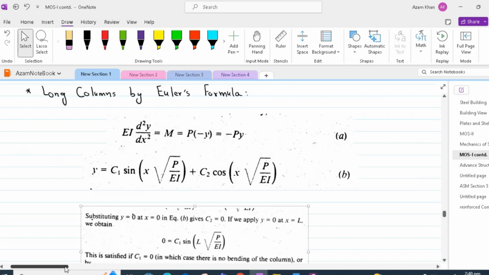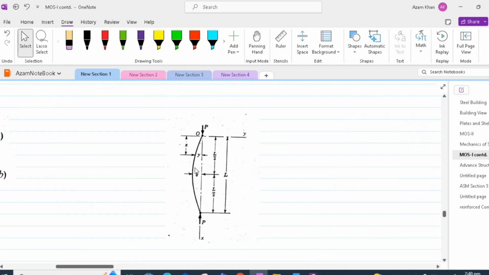In this first example, it is important to notice that we have considered the boundary condition as pinned. That's why we have got a deflected profile which is parabolic, and the whole length has deflected.